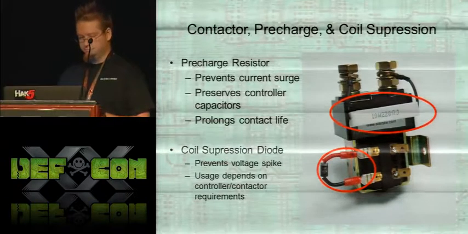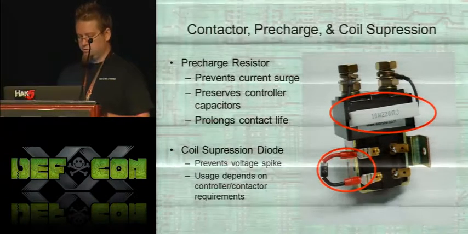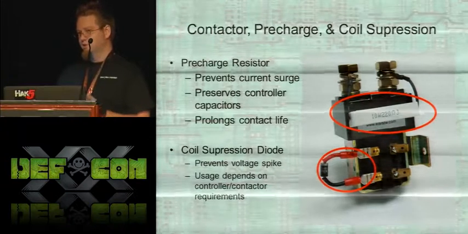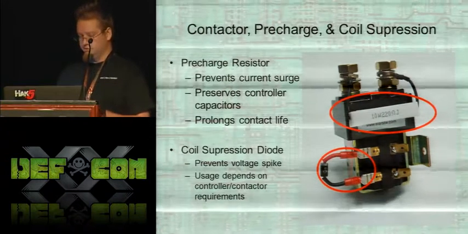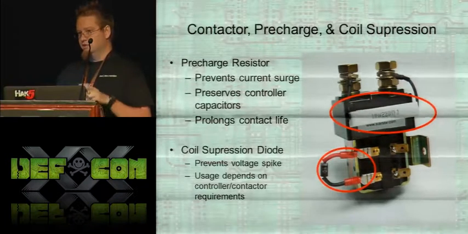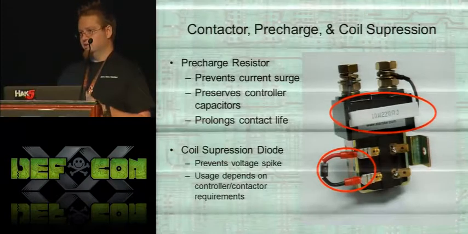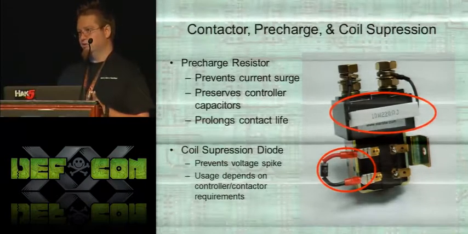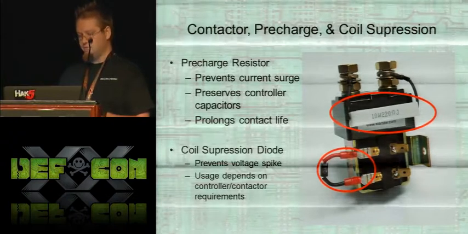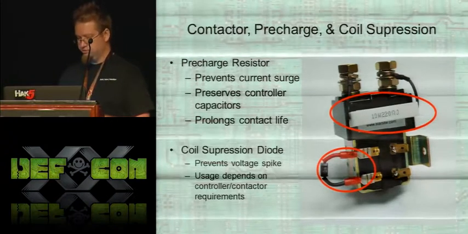There's also a coil suppression diode. Sometimes you need this, sometimes you don't. It depends on the controller and the contactor that you're using, but it can prevent a voltage spike. There's lots of large inductors in an electric motor, so when you turn off the switch, there will be a large voltage spike to try and get that current back up. And so this suppression diode will reduce that and protect things.